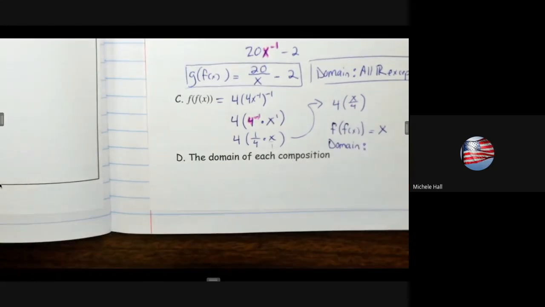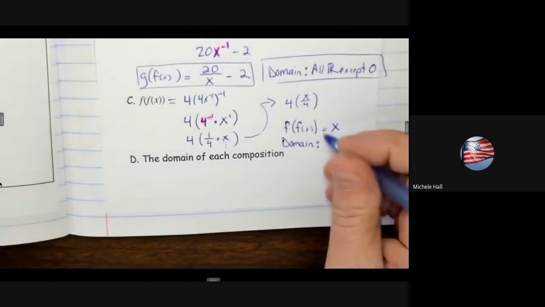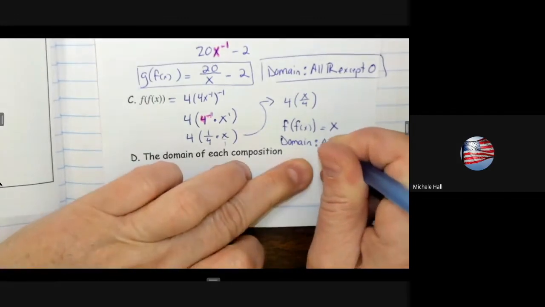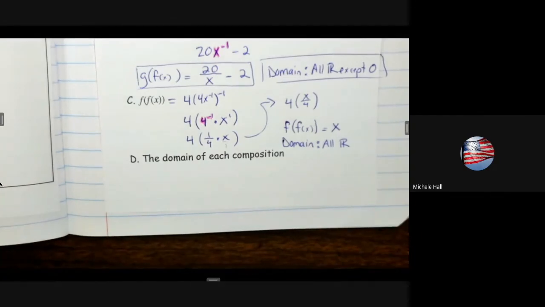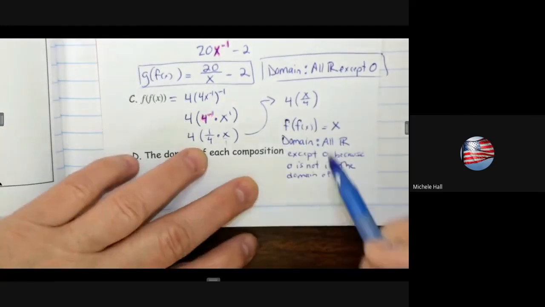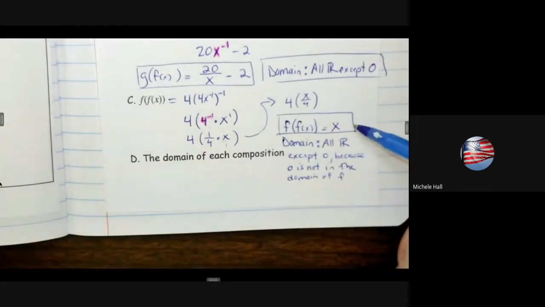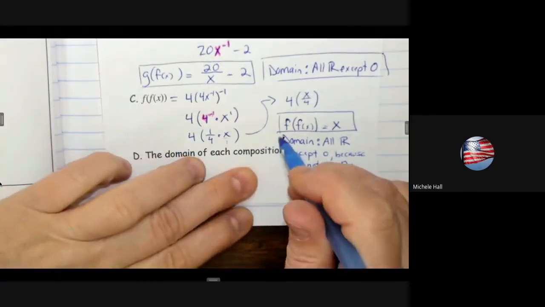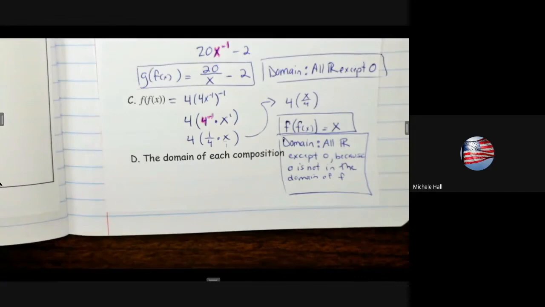In the domain here, all right, this one is a little bit tricky for the domain. It's all real numbers except 0 still, because 0 is not in the domain of f. This one's a tricky one. You would think it would be just all real numbers, but because from the beginning 0 would not be in f, it's not going to be in the composition of f of f of x. You won't see too many of these ones. They'll pretty much be straight up, as we've seen.